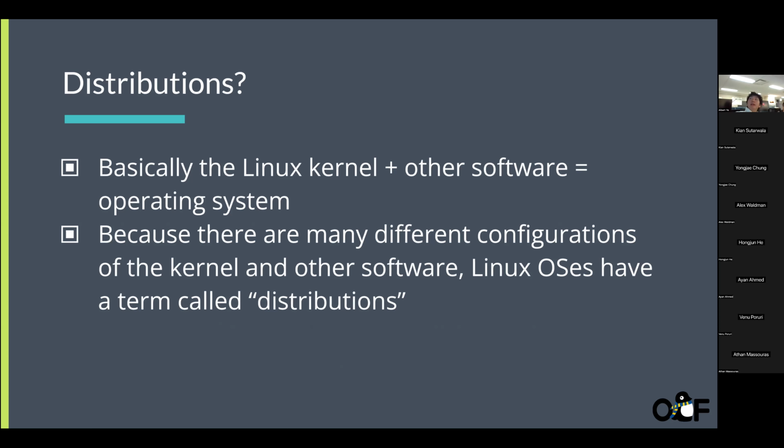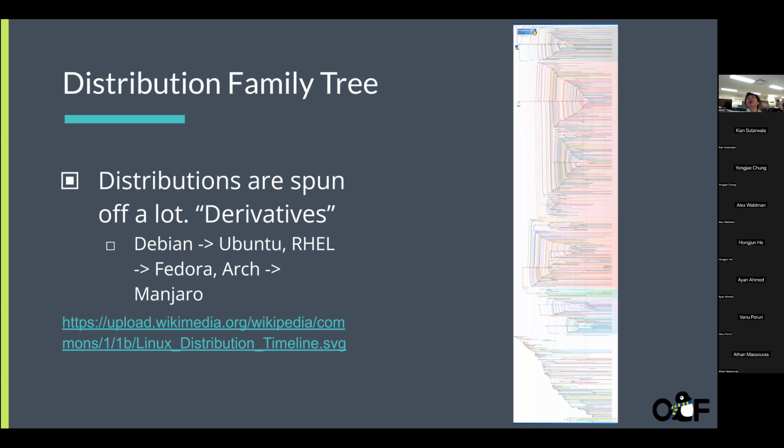Okay, and there's also a lot of distributions. You can just take a look at this. You have a couple of original OG distributions like Debian. I think up there's Slackware or something, and then there's a couple others down here. And then Debian branches out into a lot of different operating systems. And then this, I believe, is Ubuntu down here, which also branches out into a lot of different operating systems.